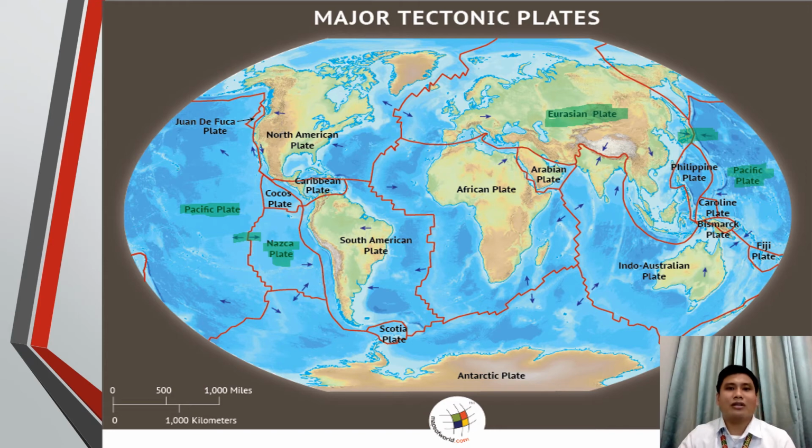So the major tectonic plates, since they are separated by plate boundaries, they interact with one another, and along these boundaries, different types of plate boundaries are observed or can be classified.